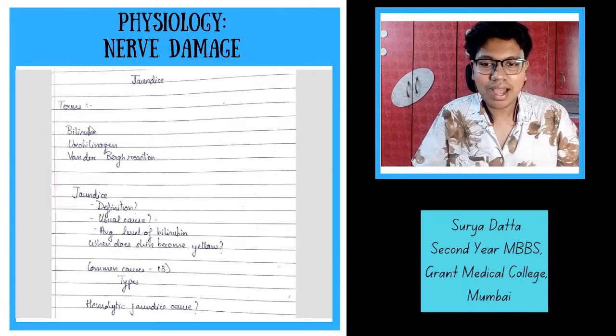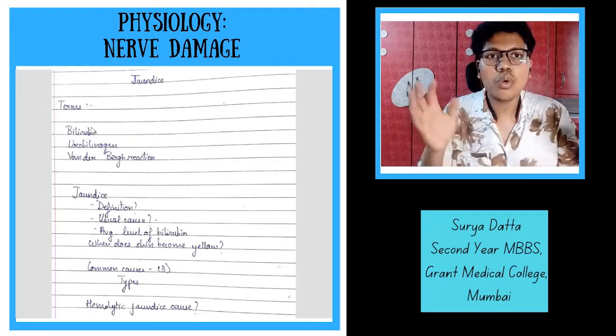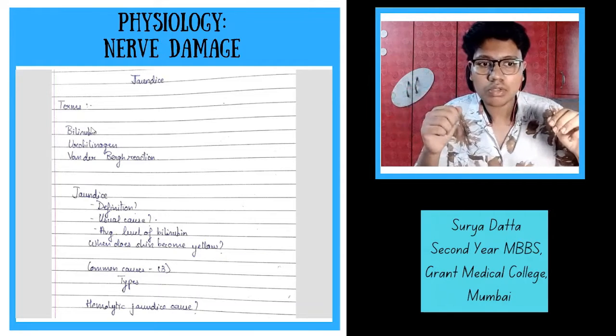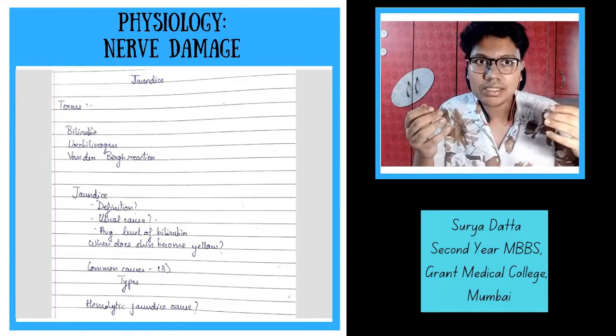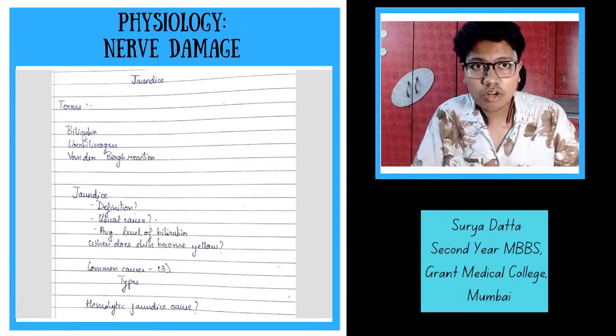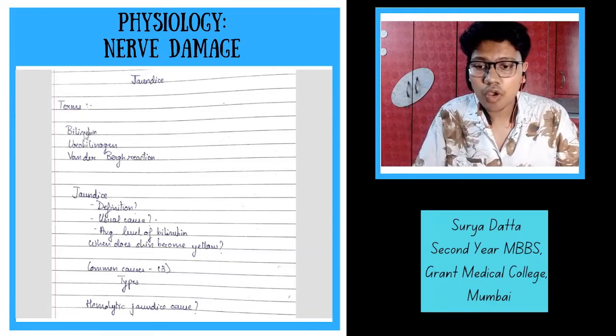Okay, so again, we're going to start with a few terms. Before knowing about jaundice, you need to know about the concepts of the pigments like bilirubin. Now, bilirubin is a pigment that is formed by the degradation of heme.